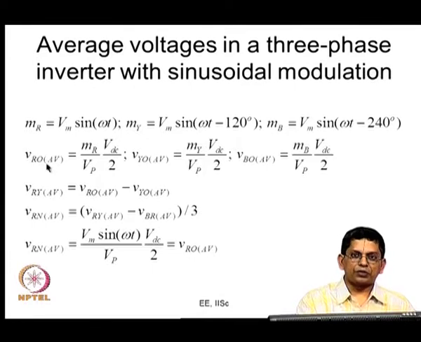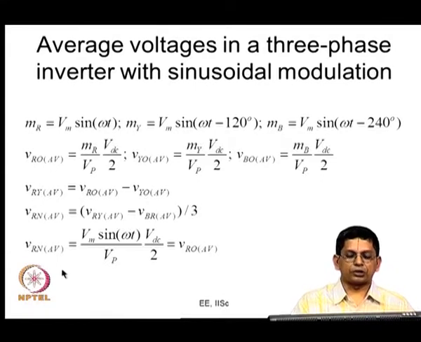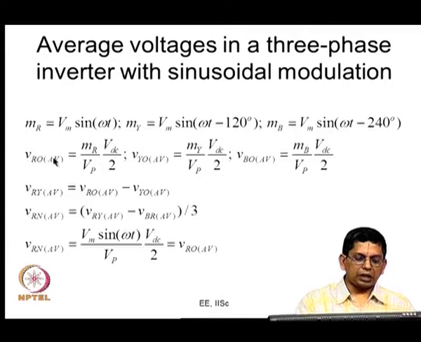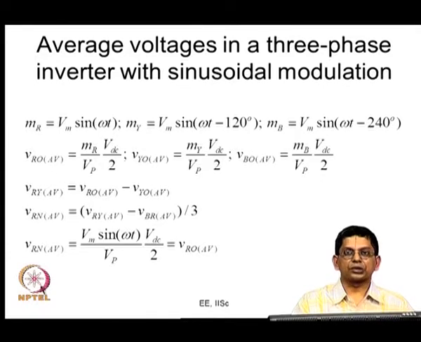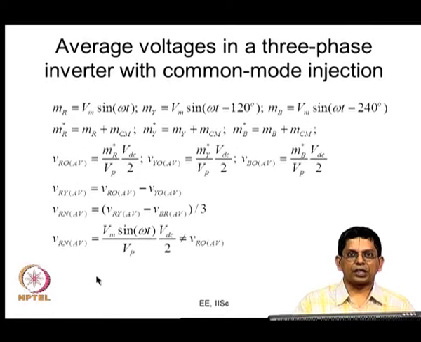So, we have VRO sinusoidal, and VRY will also be sinusoidal, with an amplitude root 3 times that of VRO. When you do VRY average minus VBR average, you will get something whose amplitude is root 3 times that of VRY, or 3 times that of VRO. Since you are dividing it by 3, you will get an amplitude for VRN average which is the same as VRO average. So, these are sinusoids, and this will also be sinusoidal. This is what you get here. For sinusoidal PWM, when a common mode is added to MR, and that common mode will also be seen in VRO, the story is slightly different, as we have seen before.